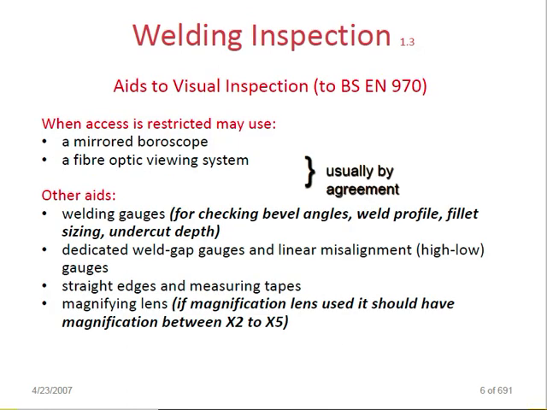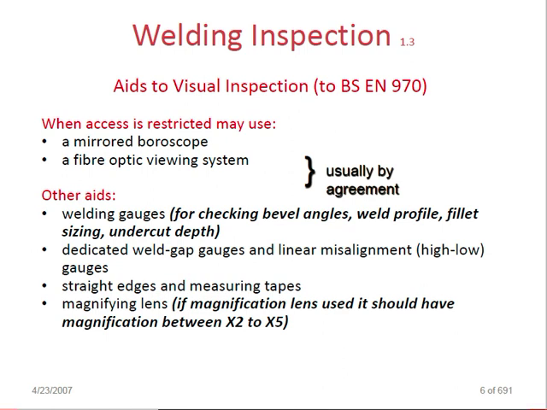Aids to visual inspection, again from BS EN 970. When access is restricted, they may be used. What are the requirements? You have to use a mirrored borescope or a fiber optic viewing system, usually by agreement. If it is agreed between your client and contractor, then we need a mirrored borescope and a fiber optic viewing system.